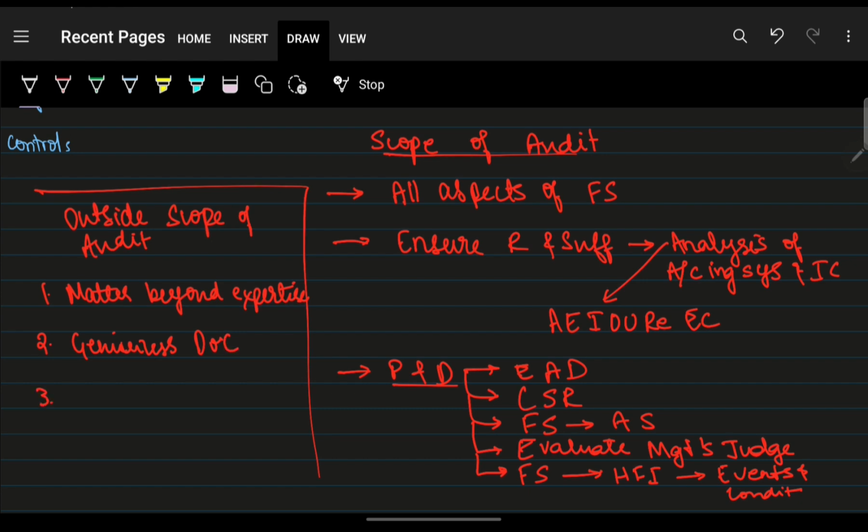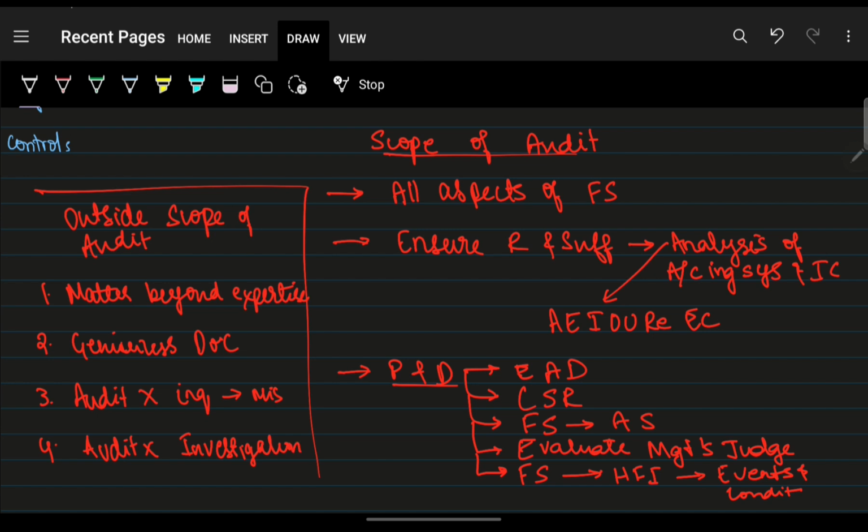Right? Third, we need to remember that audit is not an inquiry into a misconduct. Okay, audit is not an inquiry into misconduct. And fourth, audit is not an investigation. Okay, so how is it different from an investigation?